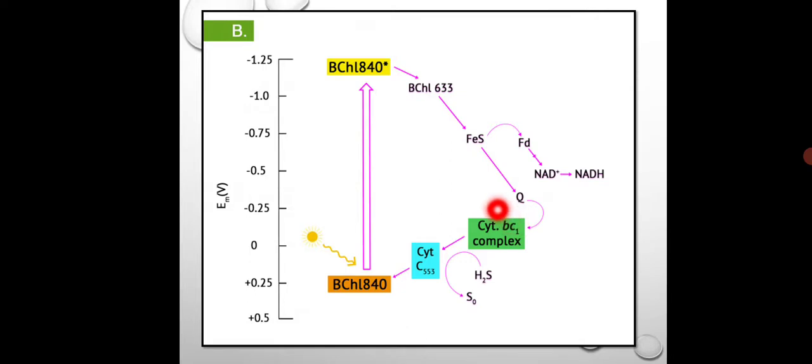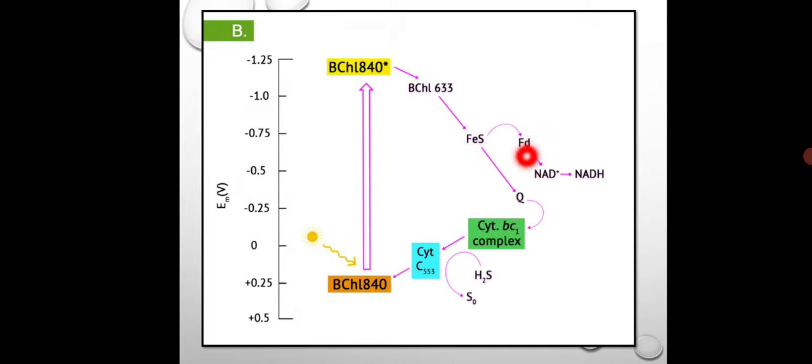Okay, if we see the difference between purple and green bacteria, here in purple bacteria the quinone pool is there. But in green sulfur bacteria there is an absence of this quinone pool. The quinone pool is not there, just one quinone molecule is present here. But in purple bacteria there are sets of quinones like quinone A, B, and then the quinone pool. Okay, so here the iron sulfur cluster protein is there. From the iron sulfur cluster protein, the electrons pass to the quinone molecule.